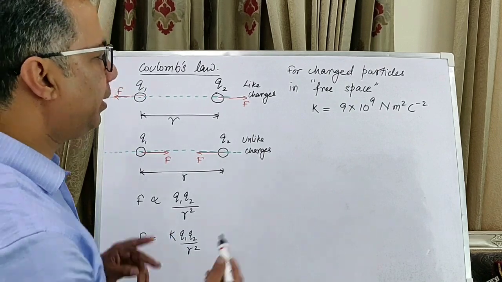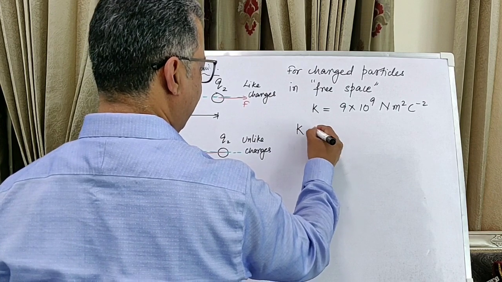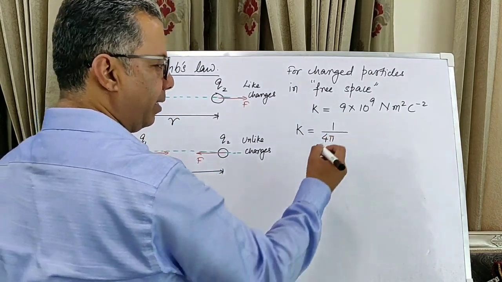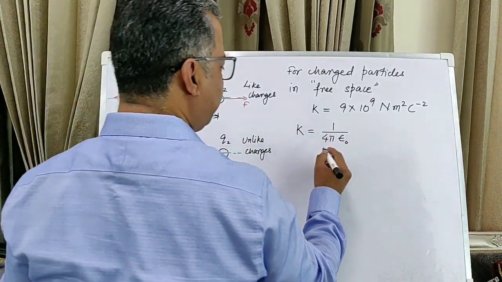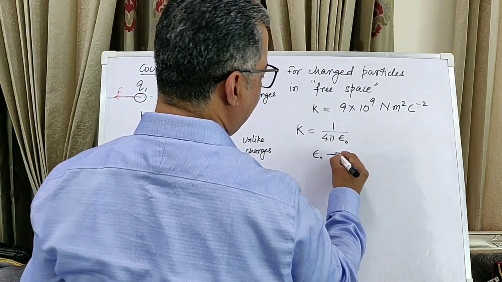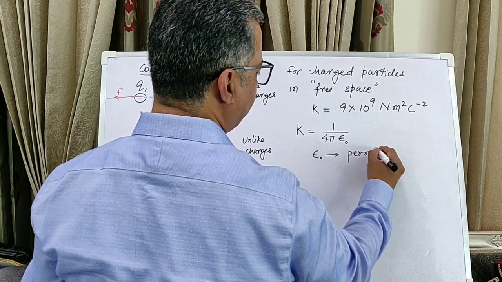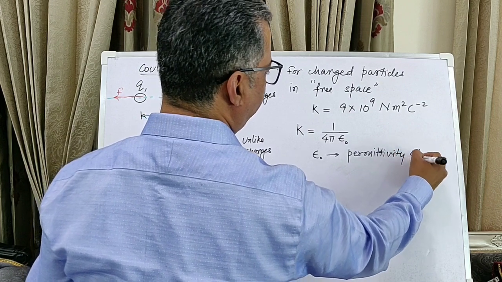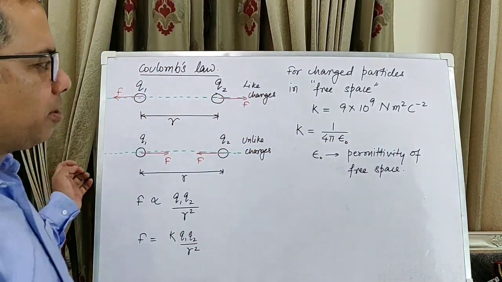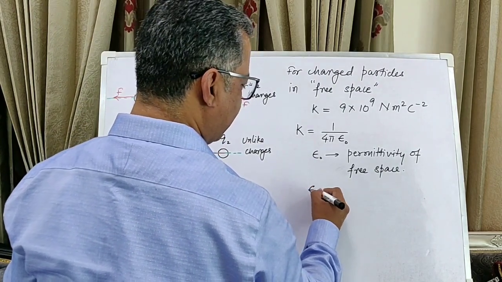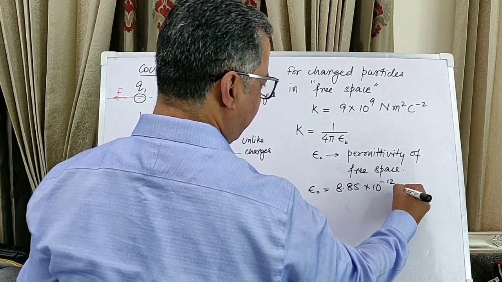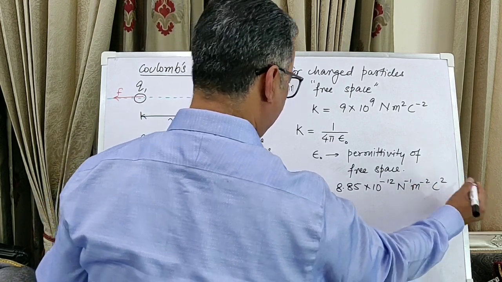Now, this K is often expressed in a slightly different form. It's expressed as 1 by 4 pi epsilon naught, where pi is your usual pi, and epsilon naught is a constant, a universal constant in nature. It is described as the permittivity of free space, and it equals 8.85 into 10 to the power minus 12 per Newton per meter square Coulomb square.